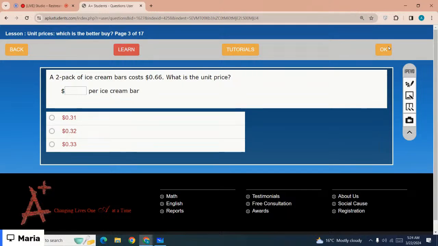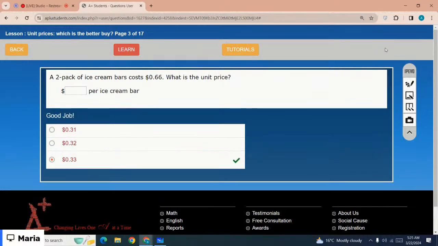A two pack of ice cream bars costs $0.66. What is the unit price? So, which is the correct option? The correct option is $0.33. Option number 3 is the correct option, right?